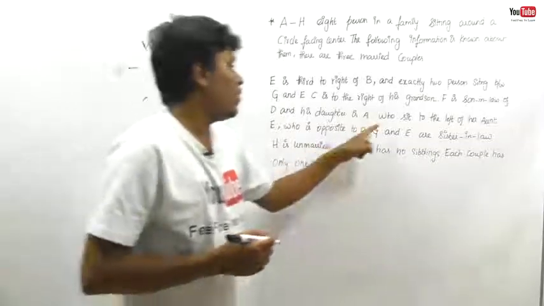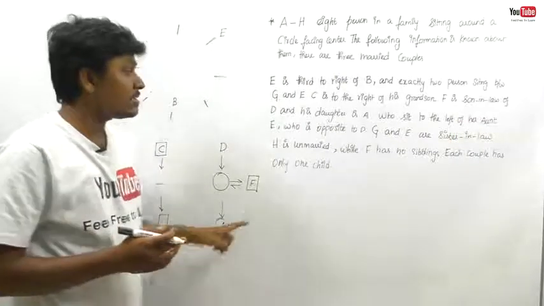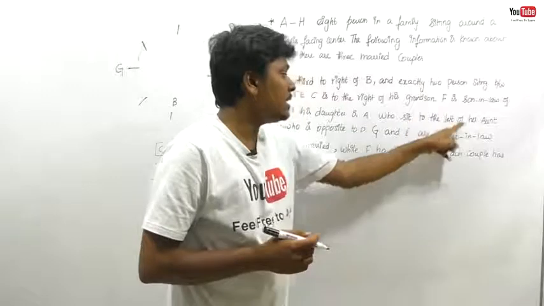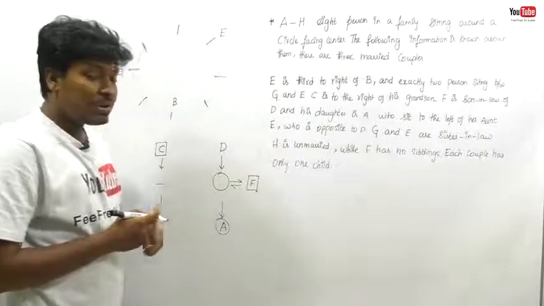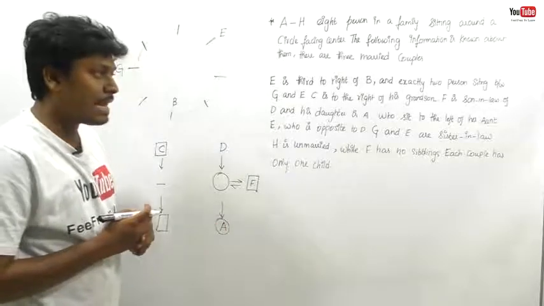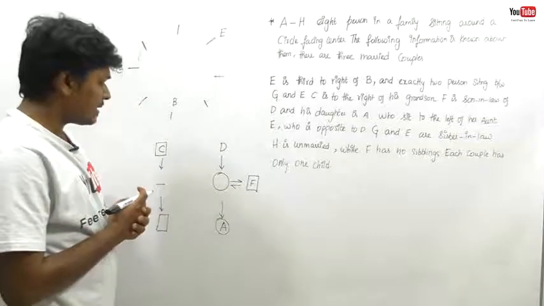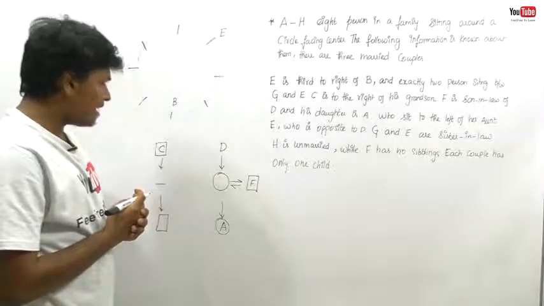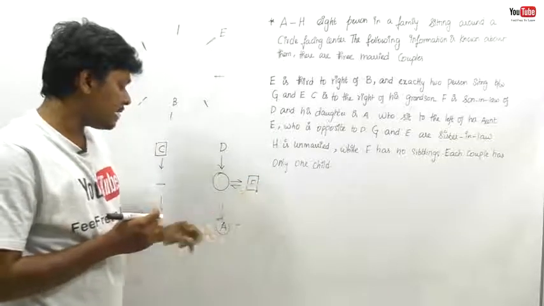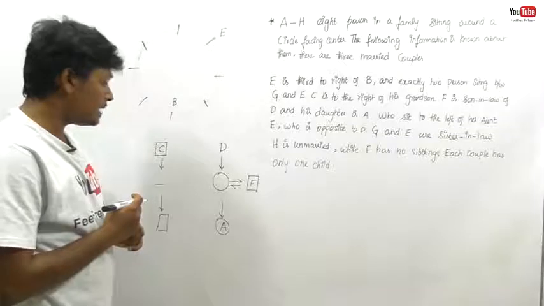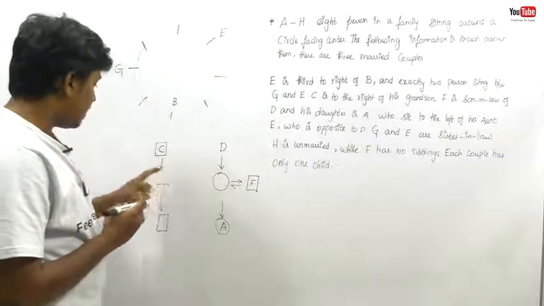Okay, friends, who sits to the left of her aunt E? Listen carefully. After reading this line, who sits to the left of her aunt E? We have found one thing, that A is having an aunt, that is E, right? So if A is having an aunt, we don't know whether we need to place E here. If father's sister can be called aunt, right? So whether E can be placed here or E can be placed here.